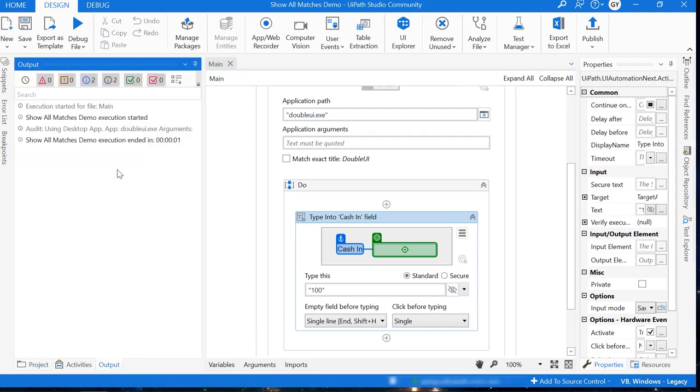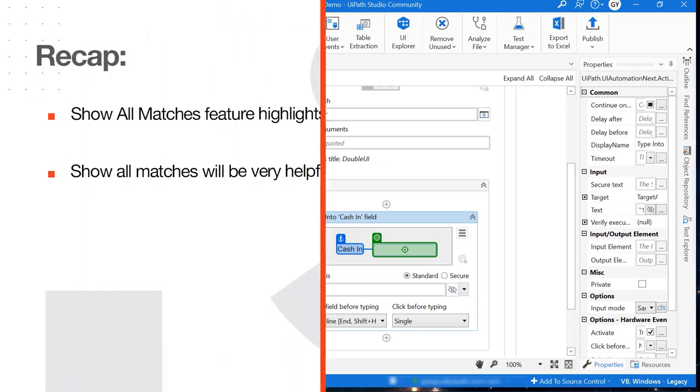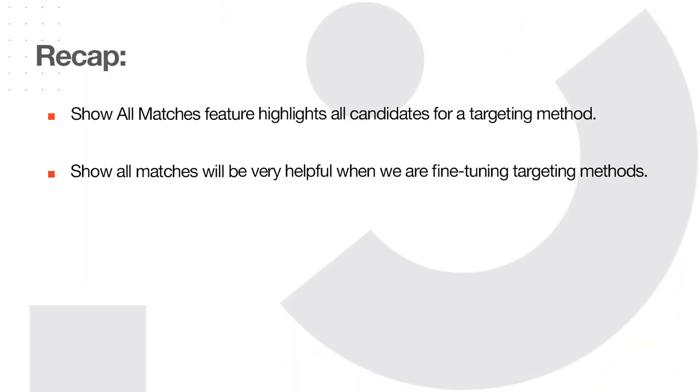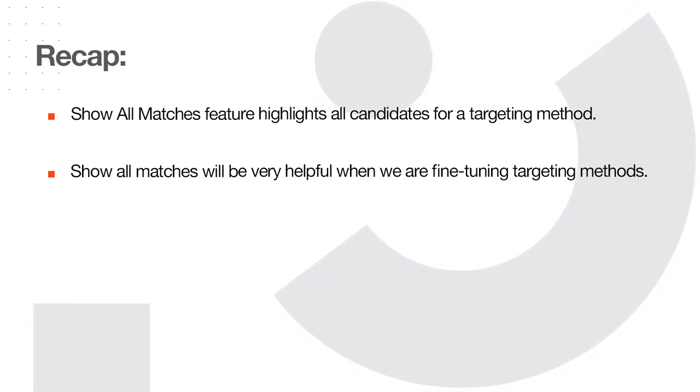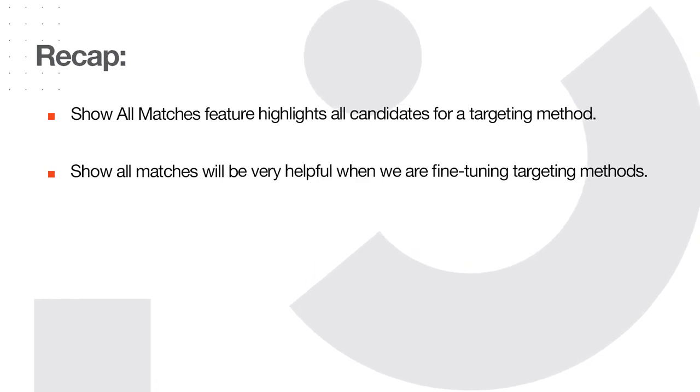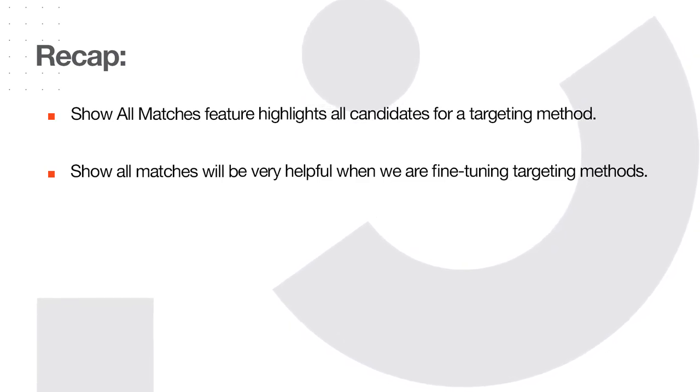And this brings us to the end of our demo on Show All Matches in UI automation. For the key takeaways, the Show All Matches feature highlights all candidates for a targeting method. Show All Matches will be very helpful when we are fine-tuning targeting methods.